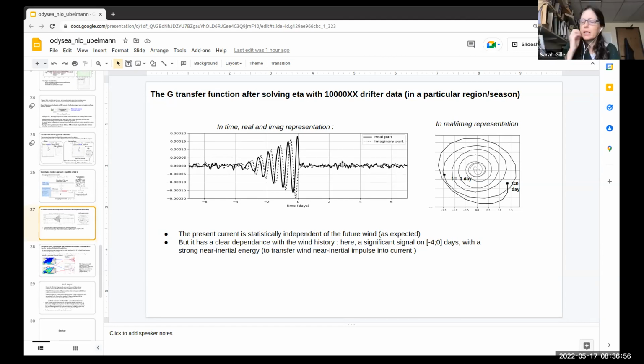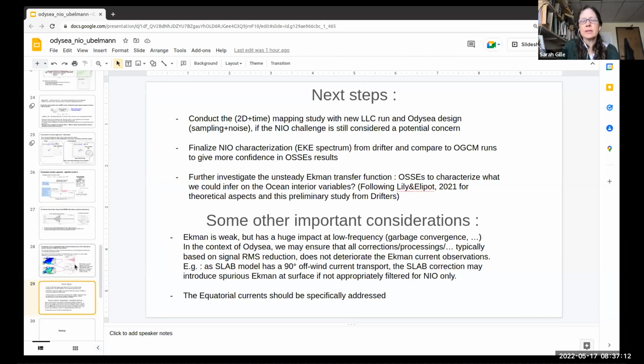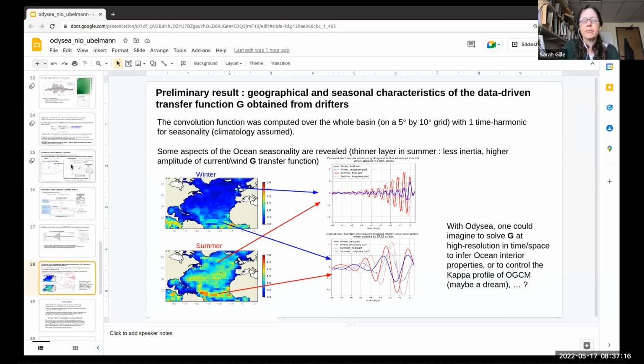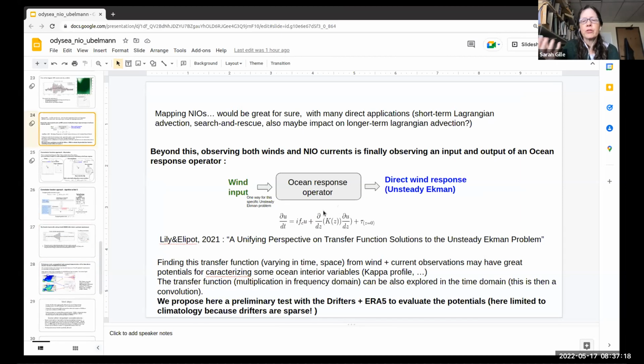Maybe in that vein, I'll ask: you were emphasizing at the end that the slab model has the problem of putting the Ekman transport at 90 degrees to the wind. But you also talked about the unsteady Ekman model, and I'm wondering how much of the problems stem from the unsteady part and how much just from the vertical structure of the Ekman layer that would be included if you weren't using a slab model.